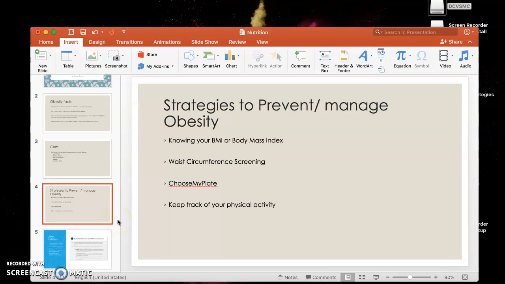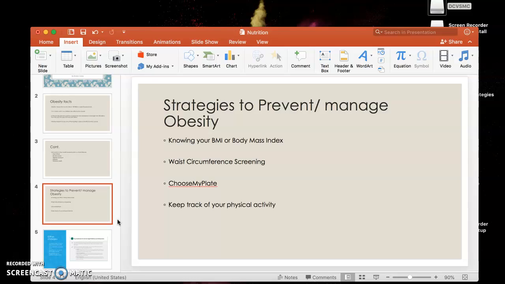Strategies for preventing and managing obesity include just knowing your BMI, or body mass index. This is a way of simply finding where you are in terms of body weight. You can find out whether you are underweight, at the right weight, overweight, or obese. This is more of a reference point. It's not very specific or accurate.